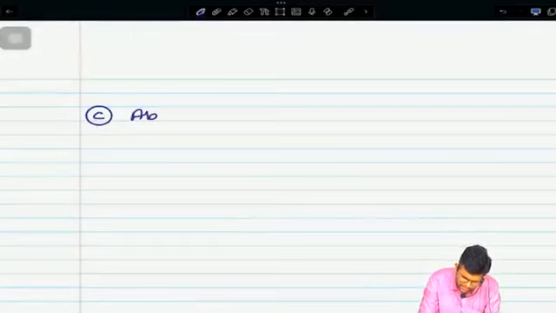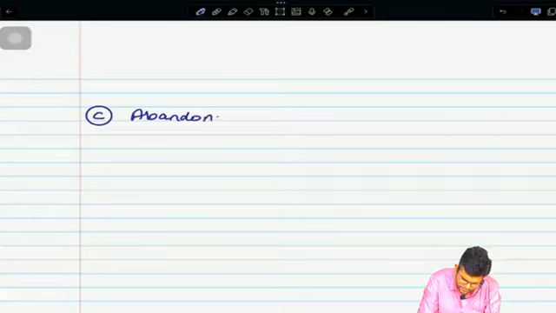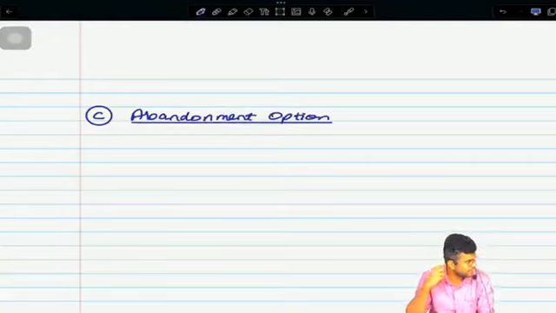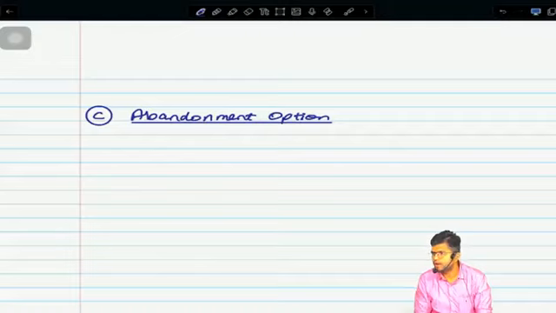And give heading abandonment option. Abandonment option. Everyone please, give heading abandonment option.